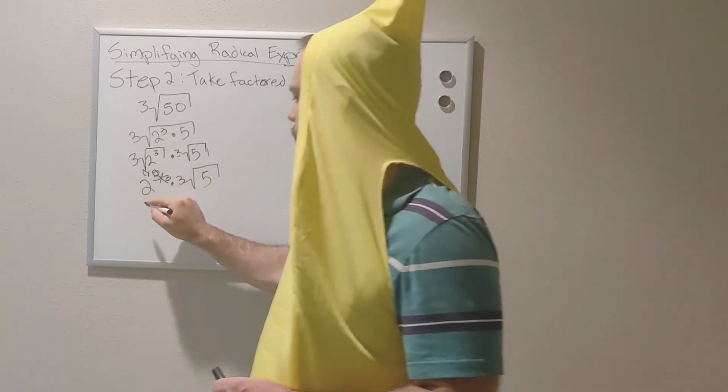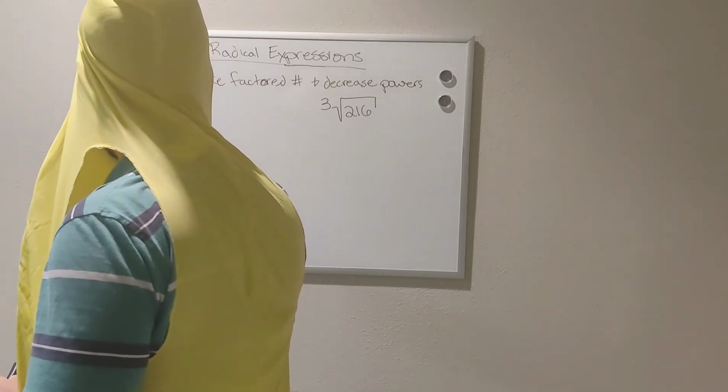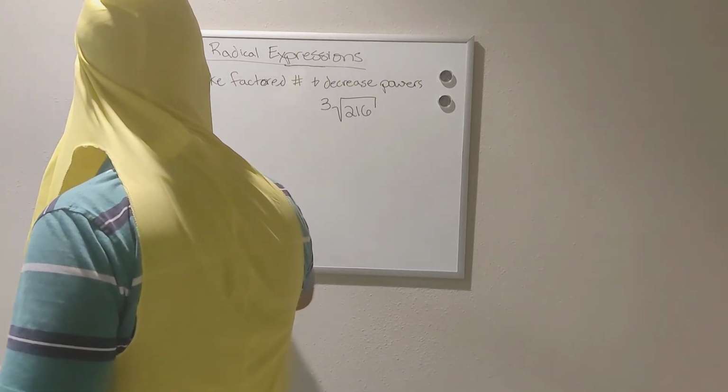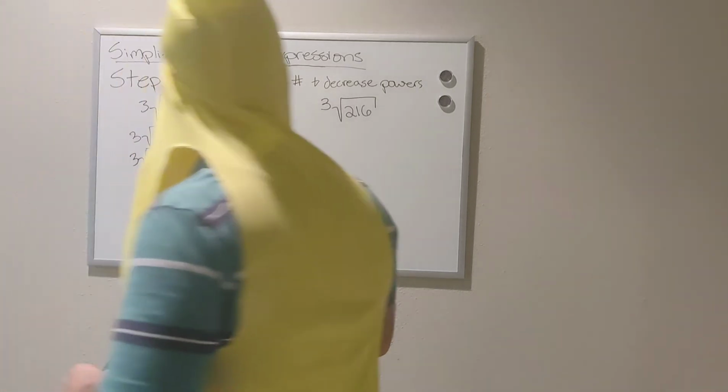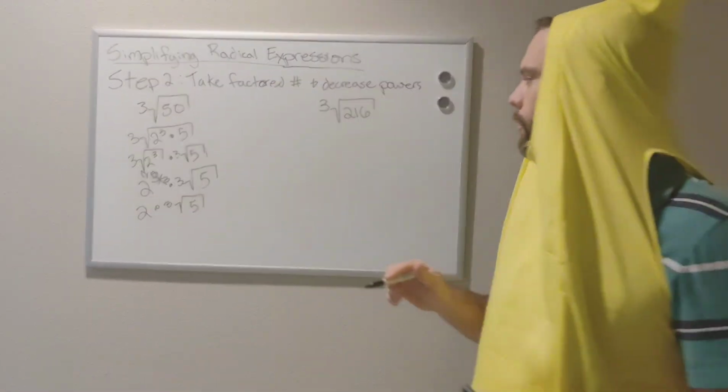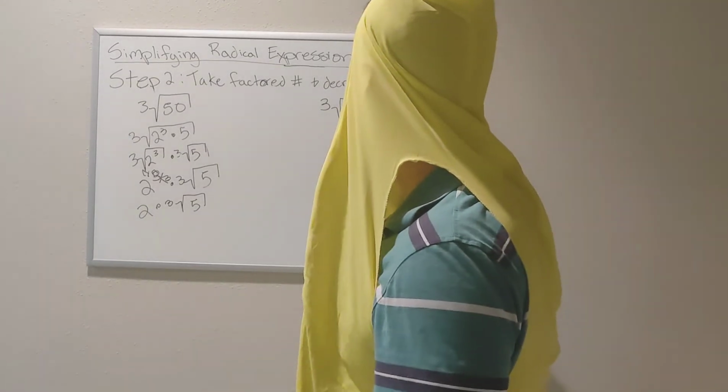2 to the 1 is just 2, so this simplifies as 2 times the cube root of 5. Now, let's take a look at the cube root of 216.